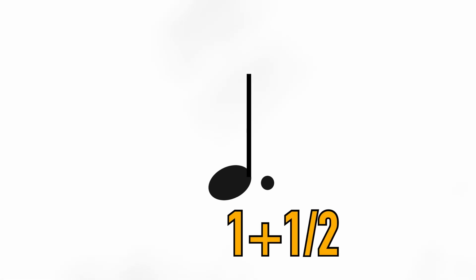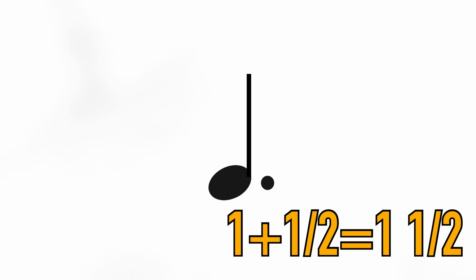Let's take a look at another example. This is a dotted crotchet. How much is this worth? Well, the crotchet is worth 1 beat. The dot adds on half of the note value again. Half of 1 beat is half a beat. So a dotted crotchet is worth 1.5 beats.